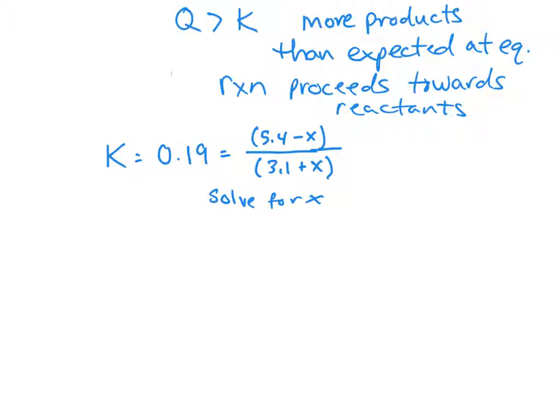Okay, so now there's some algebra. Do you want me to work it out? Please, I forget how to do it. Okay, let's do it. I won't do this very often, but I will do it on this one. All right, 0.19 times 3.1 plus X equals 5.4 minus X. So I'm just taking the denominator and multiplying both sides.